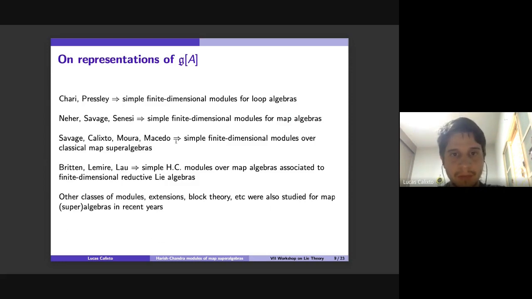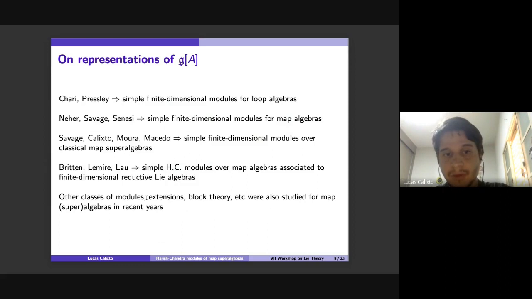Now, in all these works, we study finite dimensional modules. Going to the infinite dimensional case, Britten, Lemire, and Lau classified simple Harish-Chandra modules over map algebras associated to finite dimensional reductive Lie algebras, right? In this case, simple Harish-Chandra modules, as defined in the previous slide, are not in general finite dimensional. They just have to have weight spaces which are finite dimensional, but the modules are infinite dimensional in general.